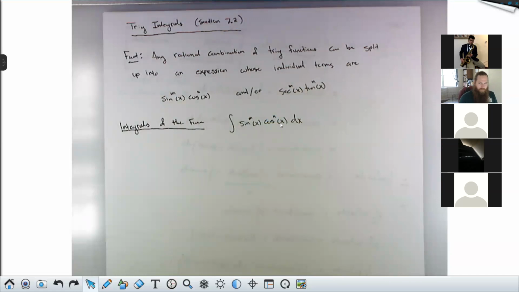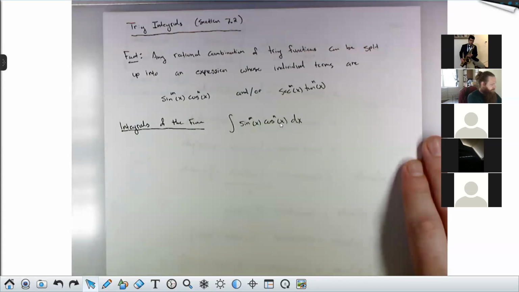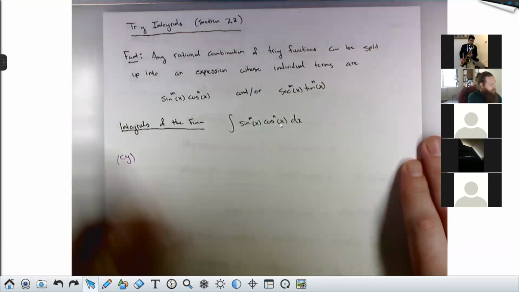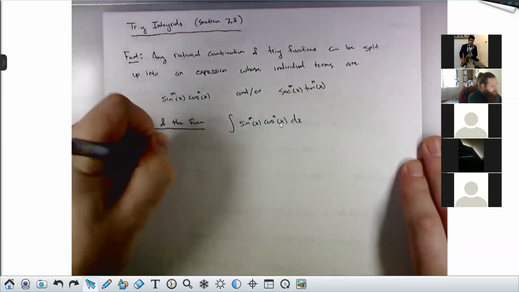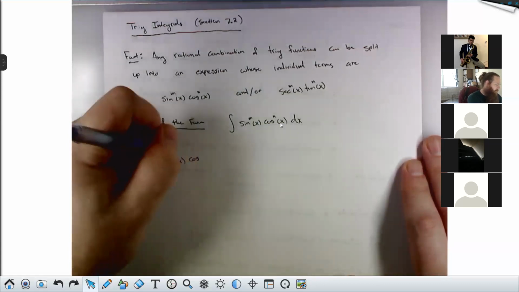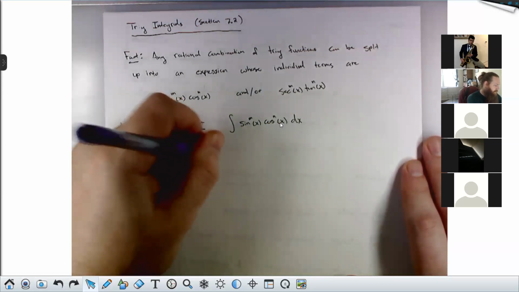I think the best way to teach you this is through examples. So let's look at one or two examples here. I want to integrate sine x times, let's say sine squared times cosine x dx.